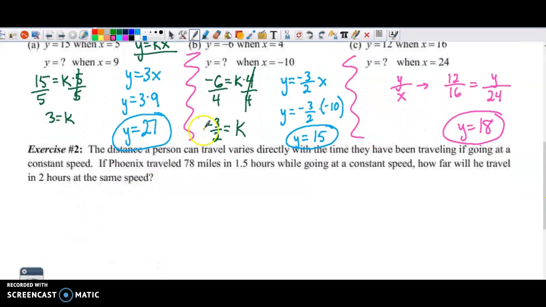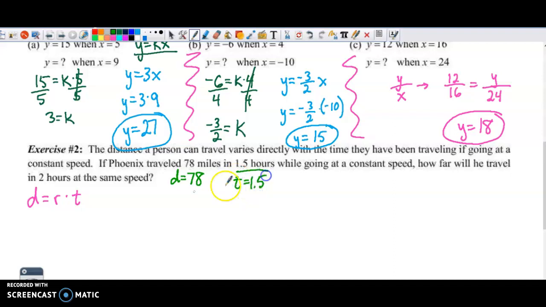And the reason why we do that as well is then we can set up problems that follow from direct variation. So that's what this word problem is, that they tell you this individual, Phoenix, traveled 78 miles in 1.5 hours going at a constant speed. And you may remember this from science class, it's the equation distance equals rate times time. So if I set that up, the distance Phoenix traveled was 78. And 1.5 hours stands for the time.